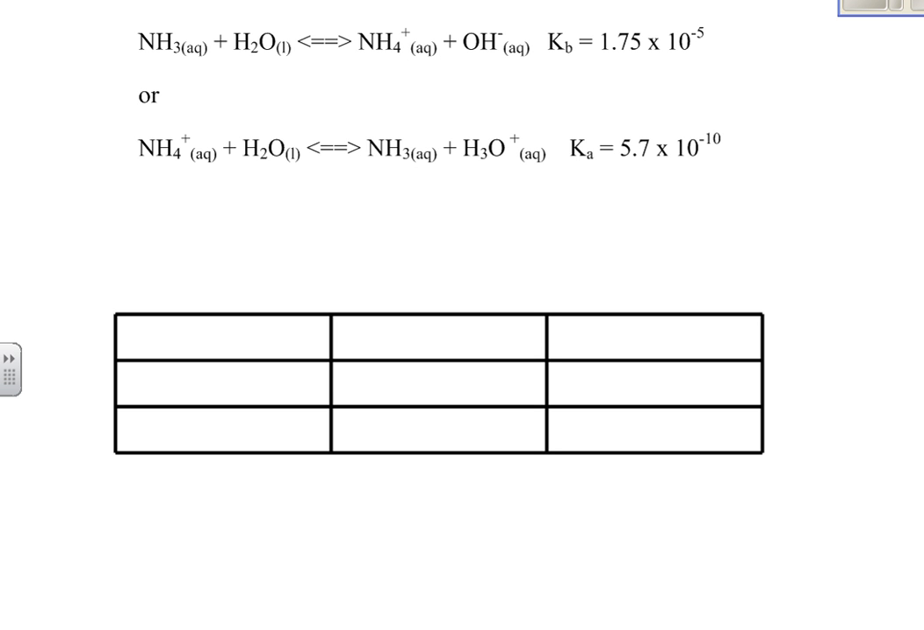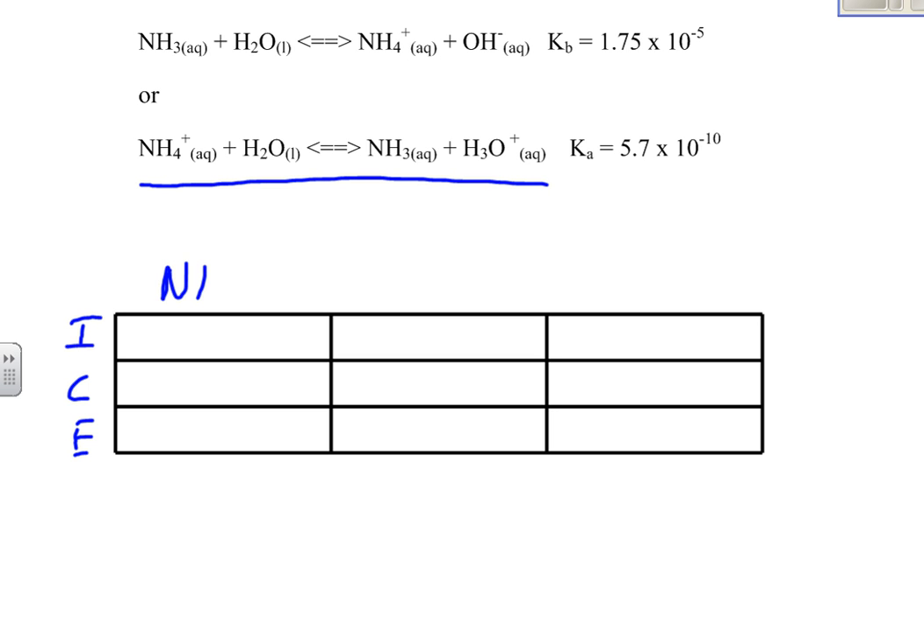So first off, we have to figure out the pH of the solution before we've added anything else to it. So we're going to do our ICE chart. This is an equilibrium, and you can actually choose either the Kb equation or the Ka equation. Since we're going to try to ultimately find out the pH, I think it's probably best to do the Ka equation.